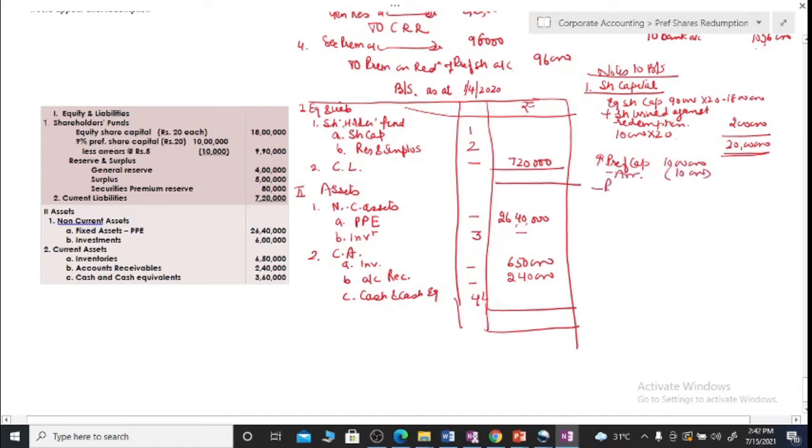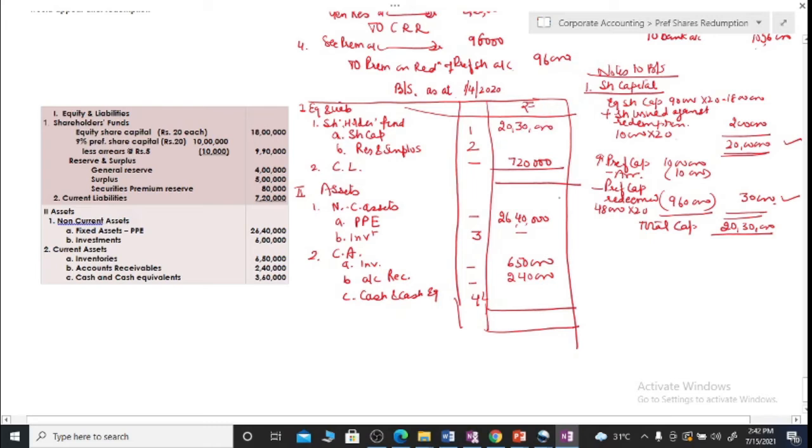Now less preference capital redeemed. You have redeemed some capital, and how much capital has been redeemed? You have redeemed 48,000 shares of 20 each, that is 9,60,000. Okay, so your capital left is 30,000. So our total capital is 20,30,000. You can write it in the inner column also and then outer column, and then you can total up this. So our capital is 20,30,000.